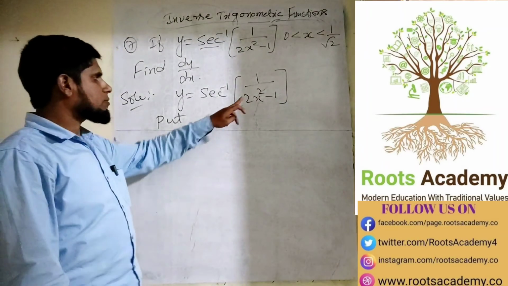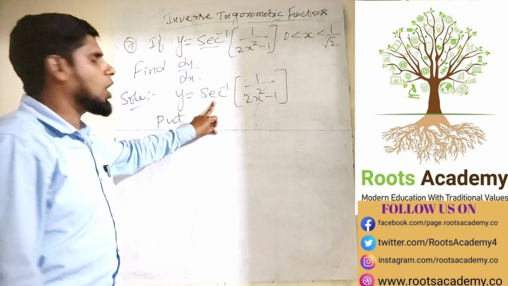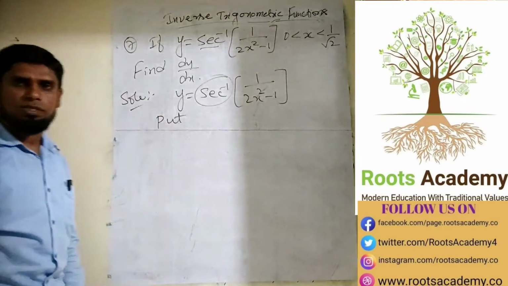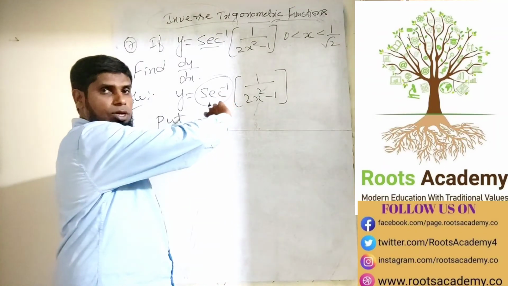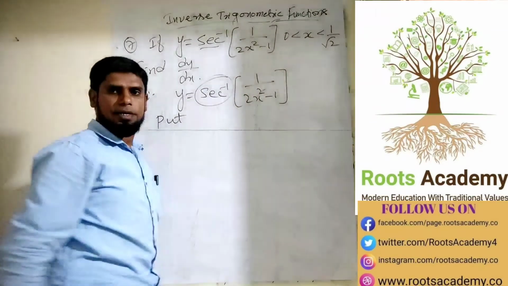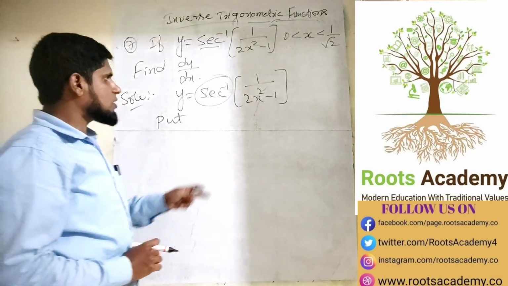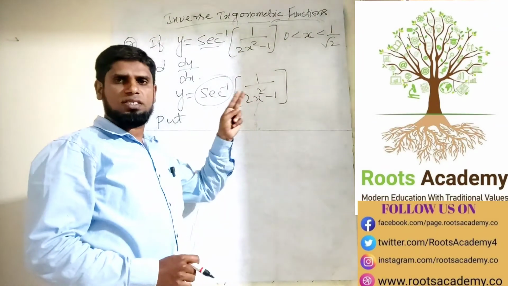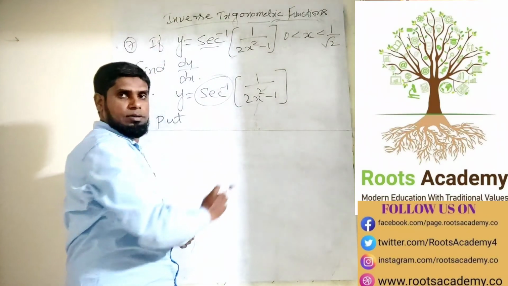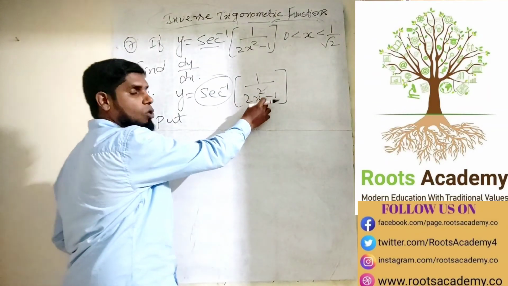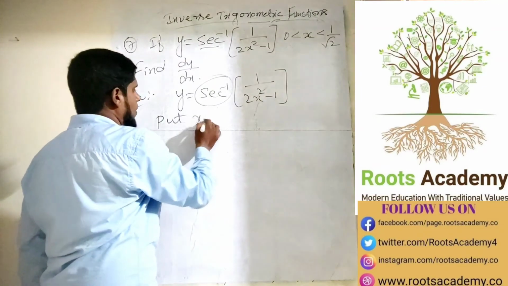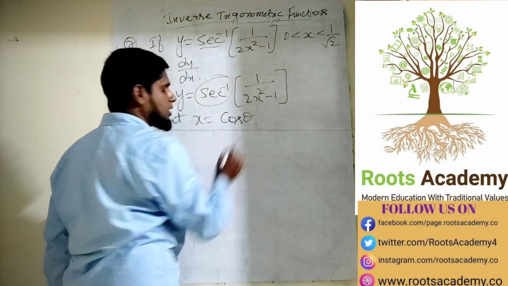Student, here secant inverse. I should cancel secant inverse. My target is to cancel this secant inverse from this function. Now to cancel this, I will put x is equal to cos here. Because if I put x is equal to sine, tan, or any other function apart from cos, I won't get any formula. But the moment I put x is equal to cos here, I get a direct formula. Let us see how it is possible. x is equal to cos theta here.